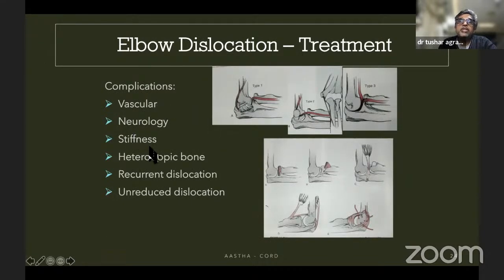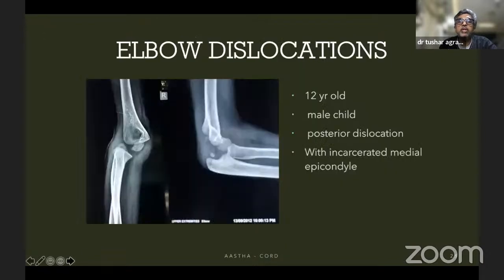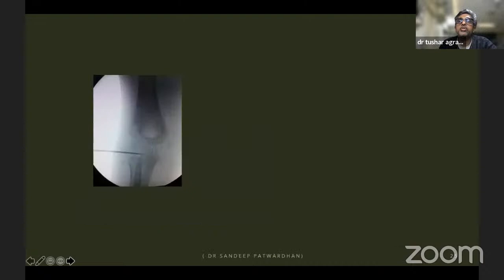And there are a lot of complications of treating elbow dislocation, mostly being stiffness, heterotopic bone formation, recurrent dislocations, okay, and vascular and neurological complications. So this was a patient. The last patient I showed you was with a radial neck fracture. So this is an elbow dislocation with an incarcerated medial epicondylar injury.